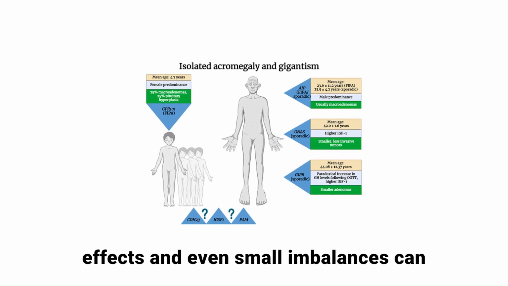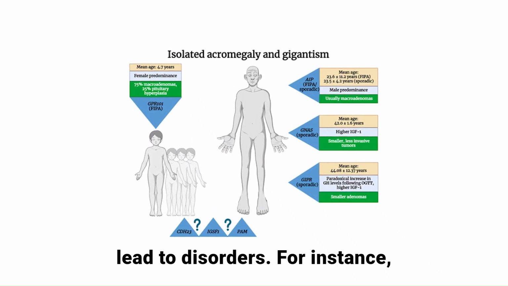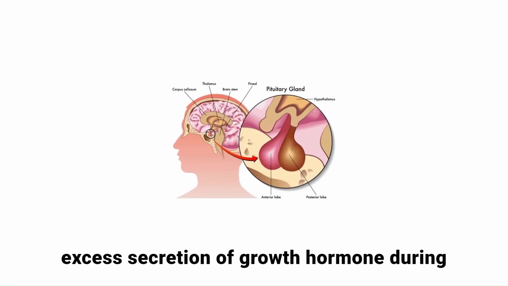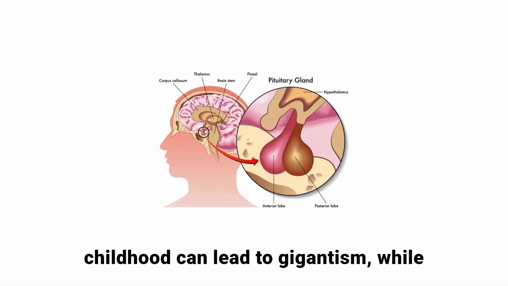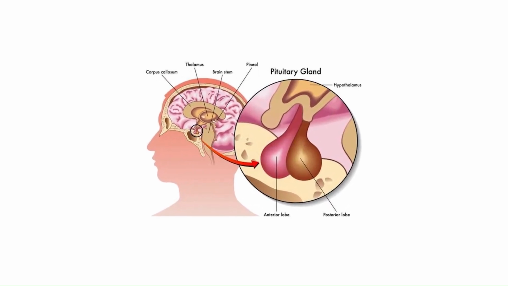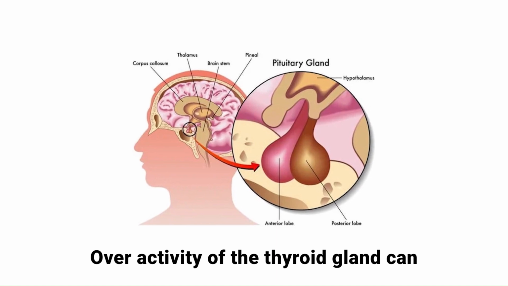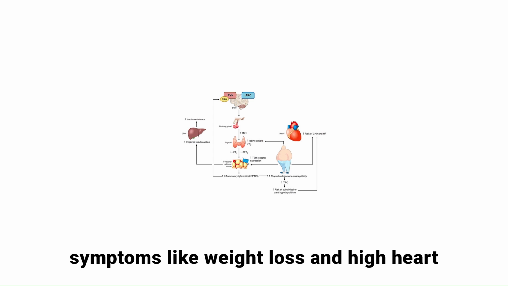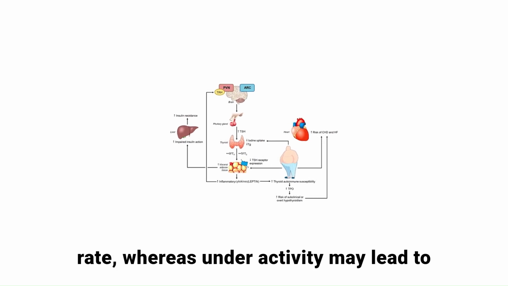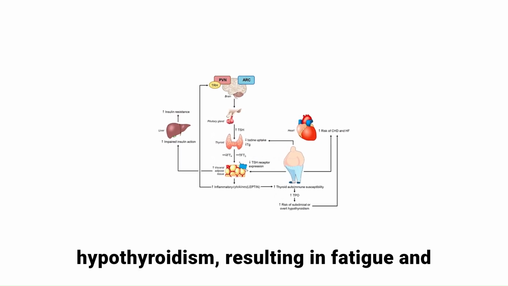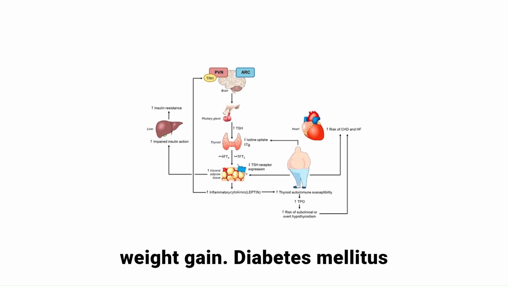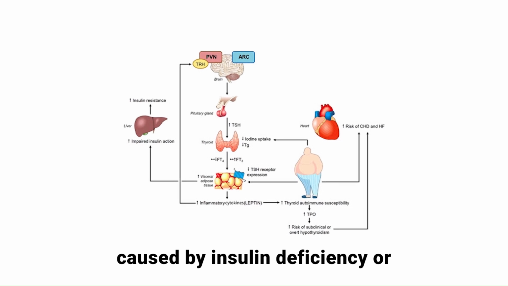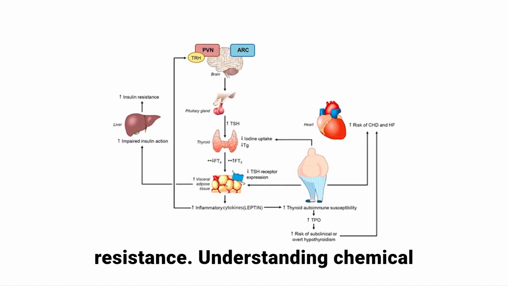Hormones have far-reaching effects, and even small imbalances can lead to disorders. For instance, excess secretion of growth hormone during childhood can lead to gigantism, while its deficiency may cause dwarfism. Overactivity of the thyroid gland can cause hyperthyroidism, leading to symptoms like weight loss and high heart rate, whereas underactivity may lead to hypothyroidism, resulting in fatigue and weight gain. Diabetes mellitus is another example of a hormonal disorder caused by insulin deficiency or resistance.